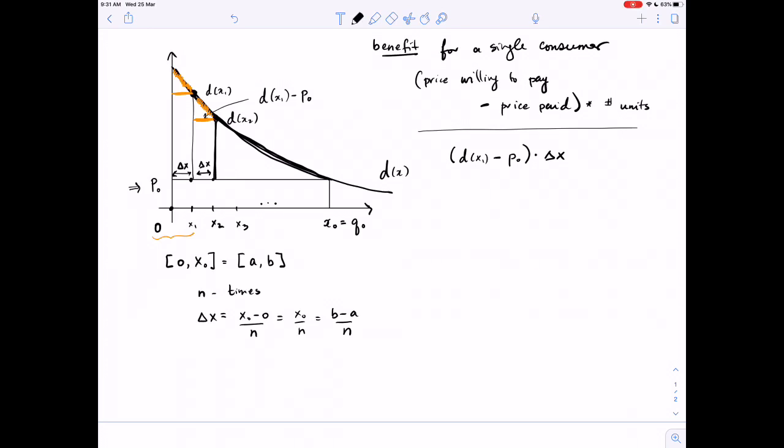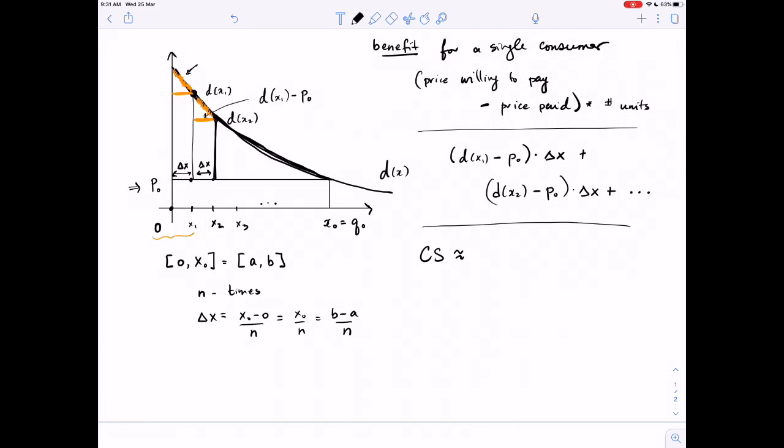And so to that first group, we would need to add d of x2 minus p0. So there's their benefit times the number of units, plus, and we'd have to keep on going. So we could say that the consumer surplus is approximately, because we're making approximations here, these orange bits here, we're making approximations that everybody in that little subinterval is willing to pay the same price.